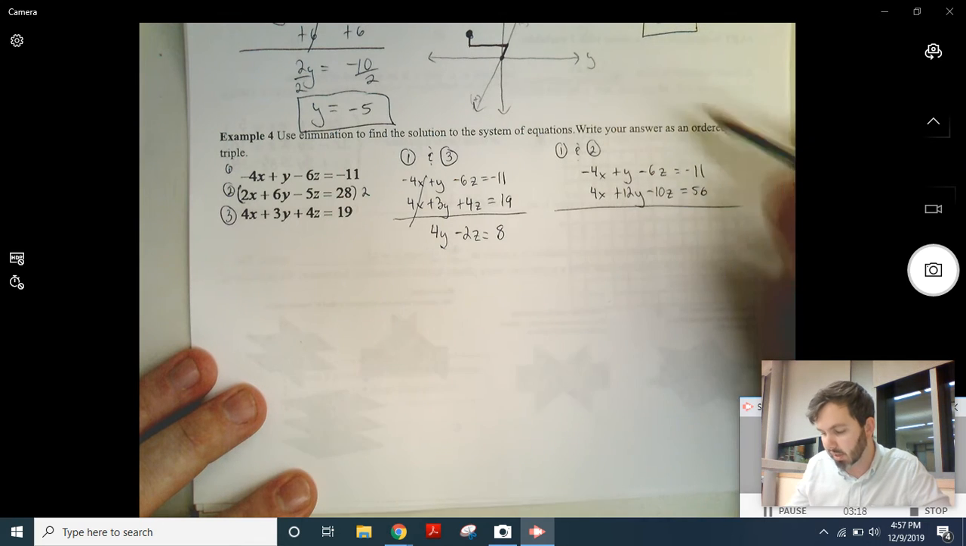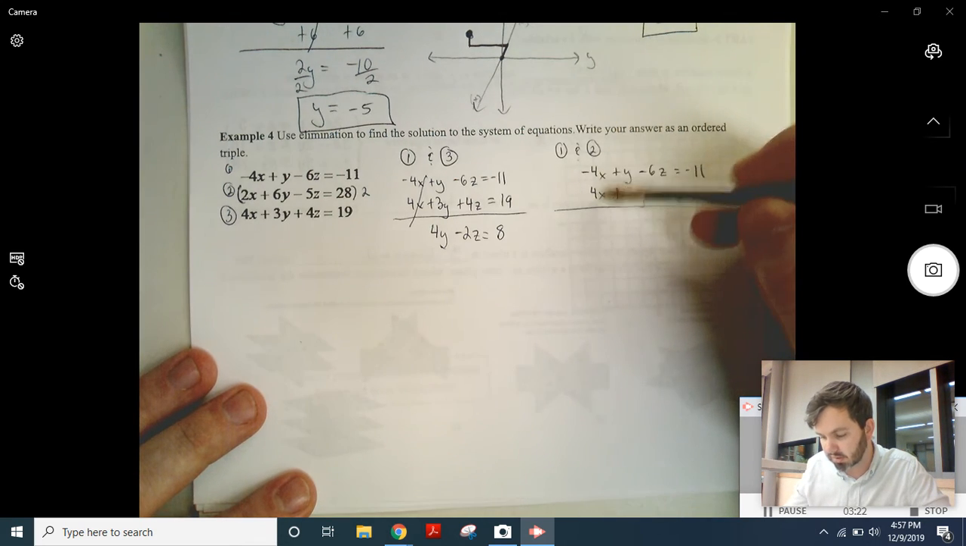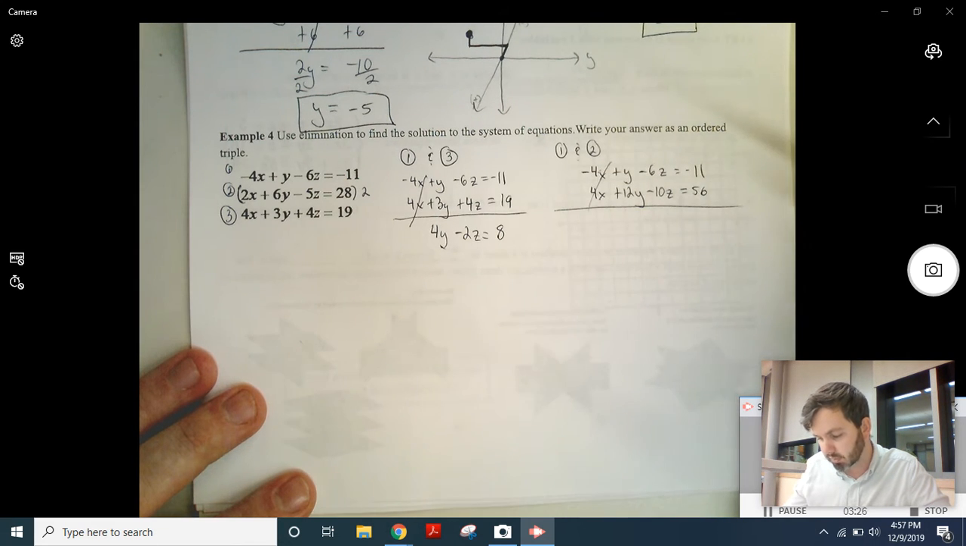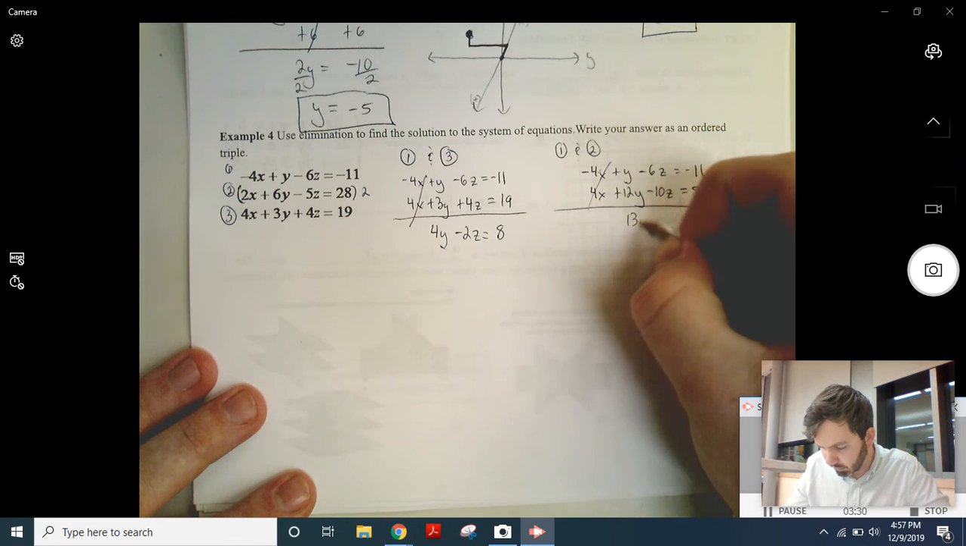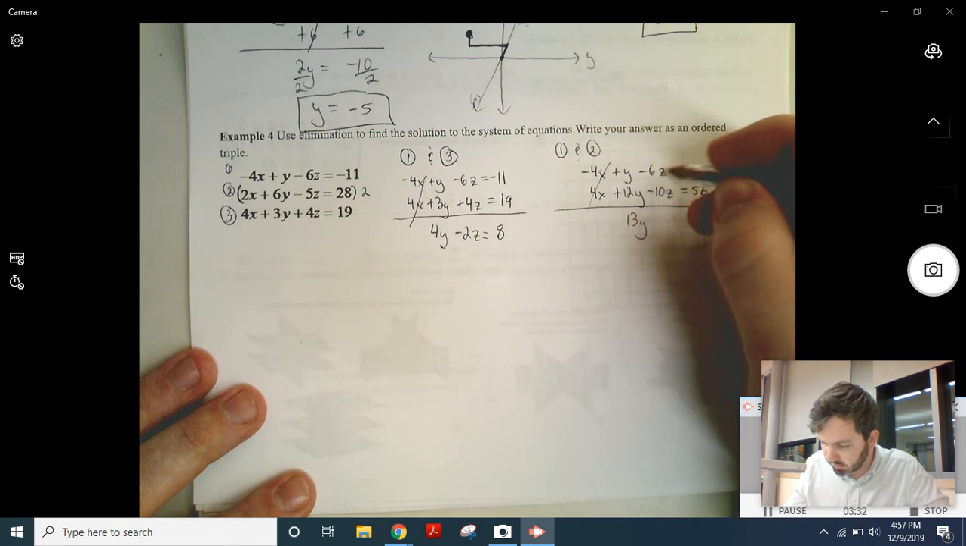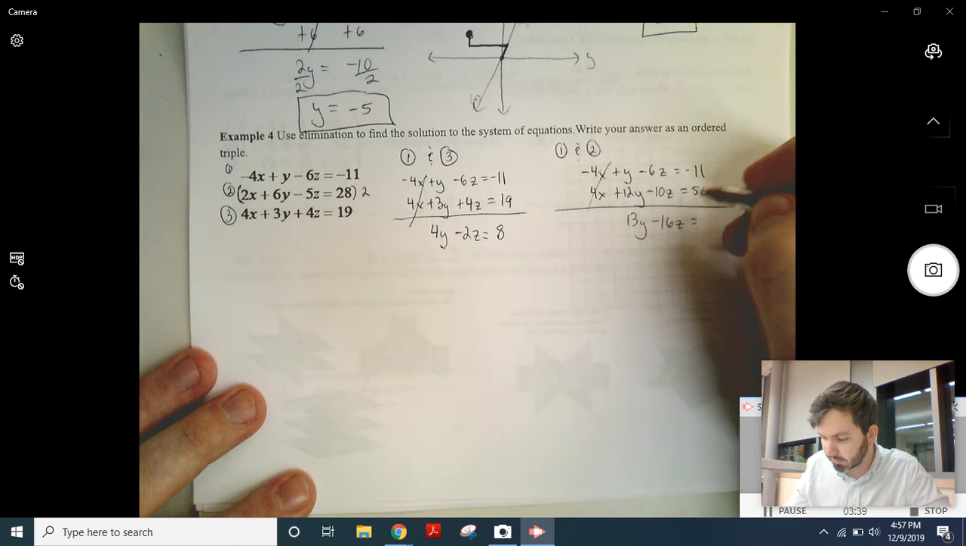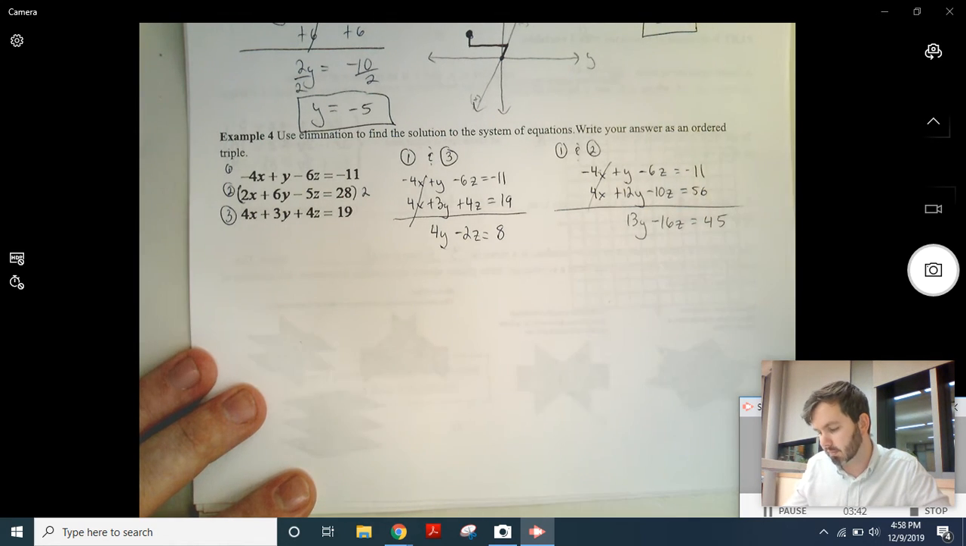Now I want to add going down. The reason I multiplied times 2 is so that these x's would cancel, and we see that they do. 4x and -4x cancel. y and 12y become 13y. -6z and -10z, we're adding those, so -16z. And 56 minus 11 is 45. Cool. All right, we've done a lot of work so far.